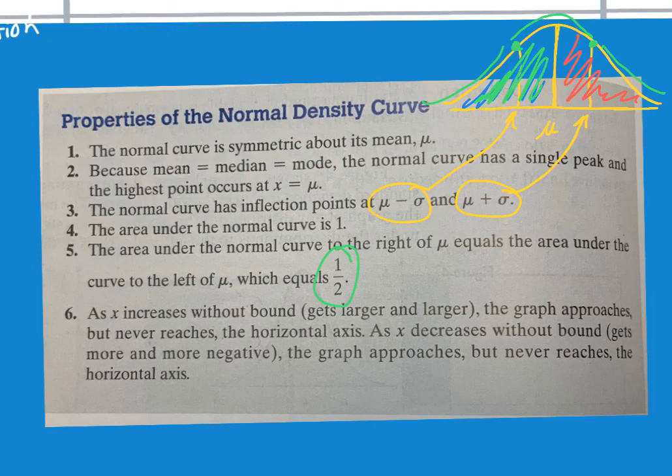And as x increases without bound, in other words, as x gets bigger and bigger and bigger, the curve itself approaches the horizontal axis. And on the left side, as x approaches negative infinity or gets smaller and smaller, more and more negative, really, the graph approaches but never reaches the horizontal axis.